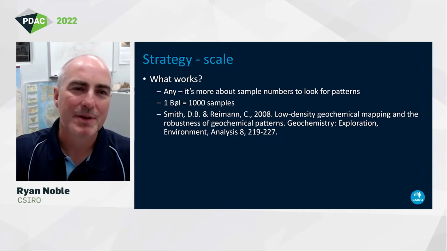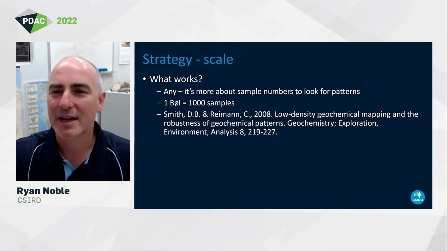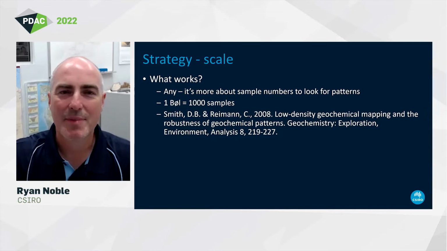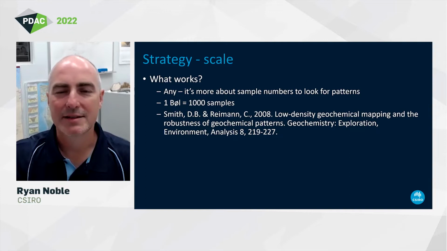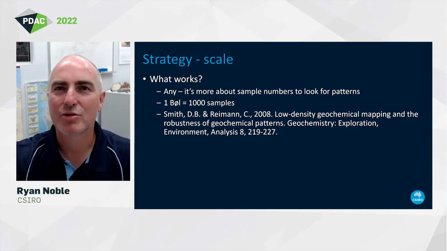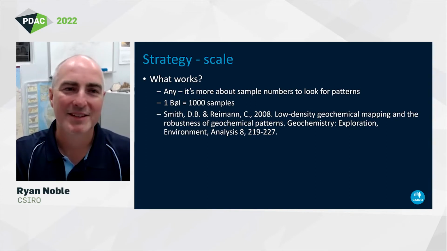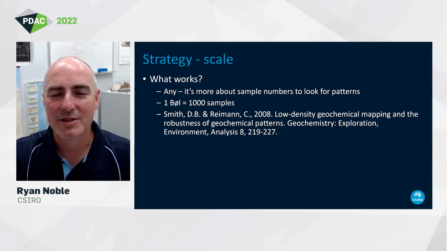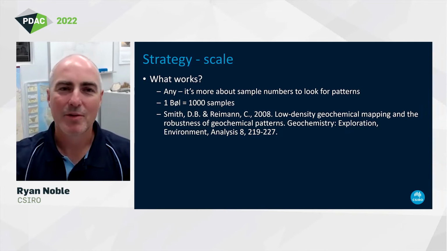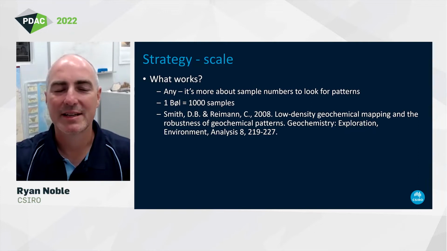And one of the first questions people think about with regional surveys is what scale and what works. And really, as you'll see in the next couple of slides, it's not necessarily about the scale, as in the distance between points. What's more important about observing interesting patterns in the data is the number of samples. And it comes down to about 1,000 samples, which was the outcome of a paper by Dave Smith and Clemens Reimann in 2008. When you had that number of samples, or greater than quite a few hundred really, you start to observe patterns that are representative of the region.